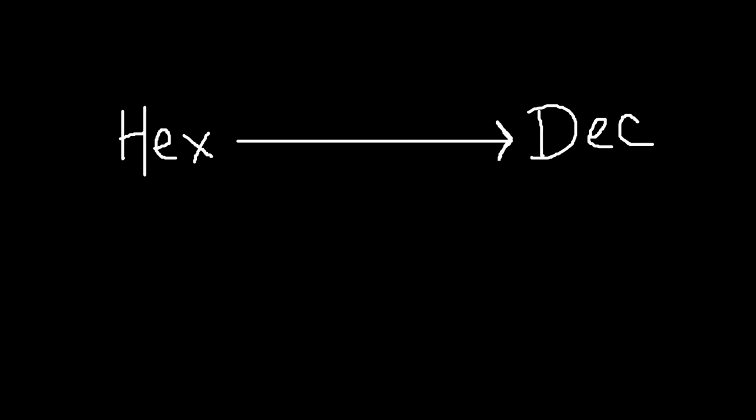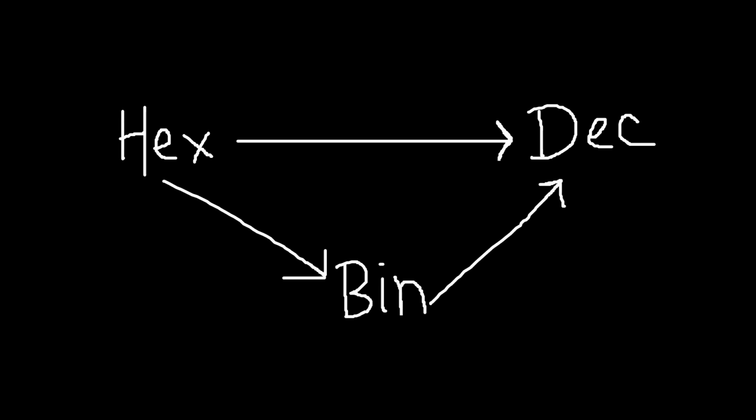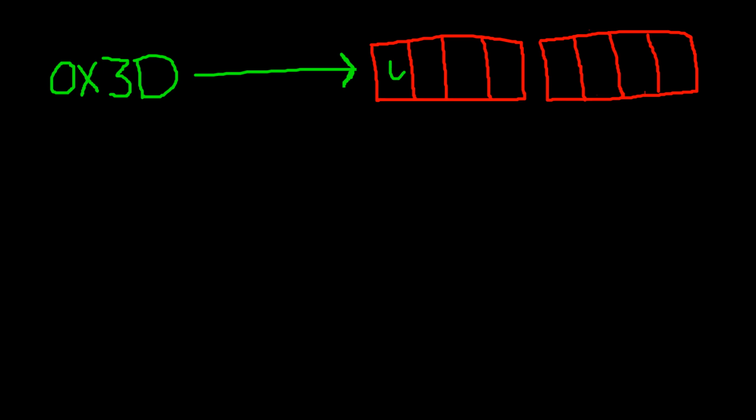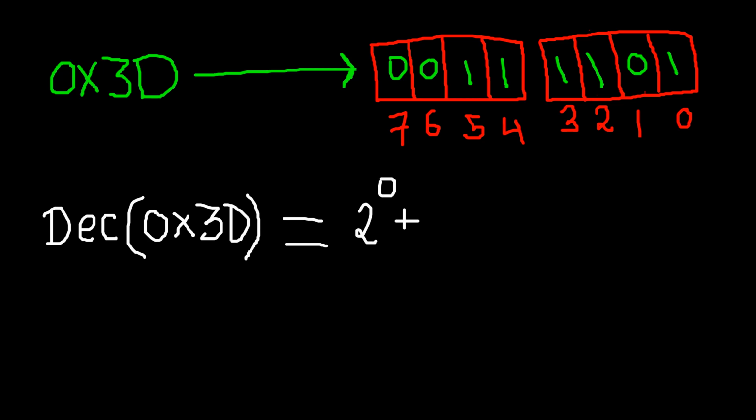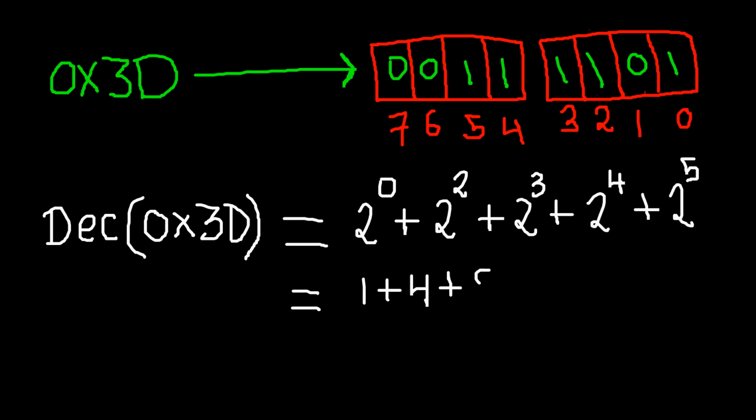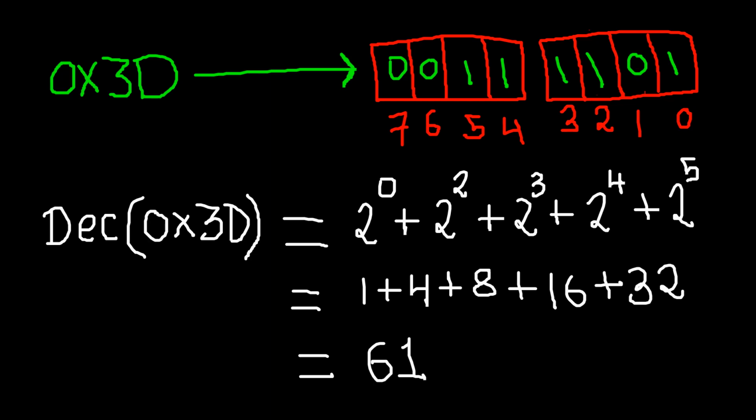The next one says, what is the decimal value of hex value 3D? To convert a hex value to decimal, we will first convert it into binary and then convert it from binary to decimal. One hex digit can be represented in 4-bit binary. So 3D in binary is written as 00111101. Now the places where 1 is present are 0, 2, 3, 4, and 5. So the decimal value is the sum of all the 2 to the power places where 1 is present. Therefore, 3D in decimal is 61.